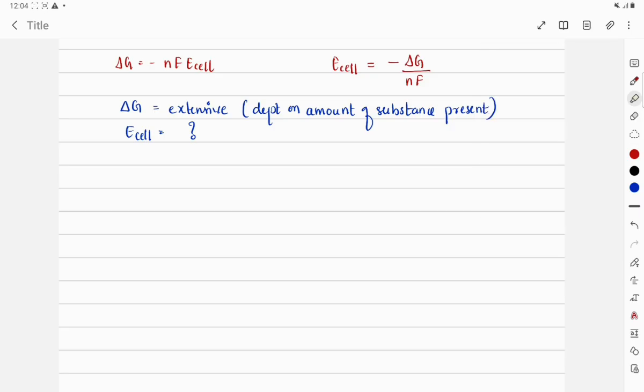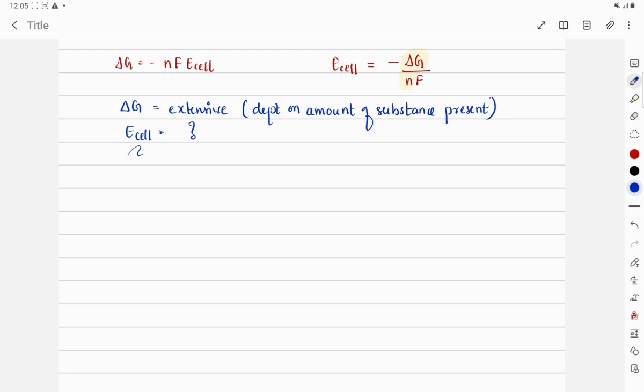Delta G by N into 1 by F, right? If I just want to separate this part out, I can write E cell is equal to minus delta G by N into 1 by F. What is the purpose of that? I have told you just now that delta G is an extensive property. This is known to us from thermodynamics.